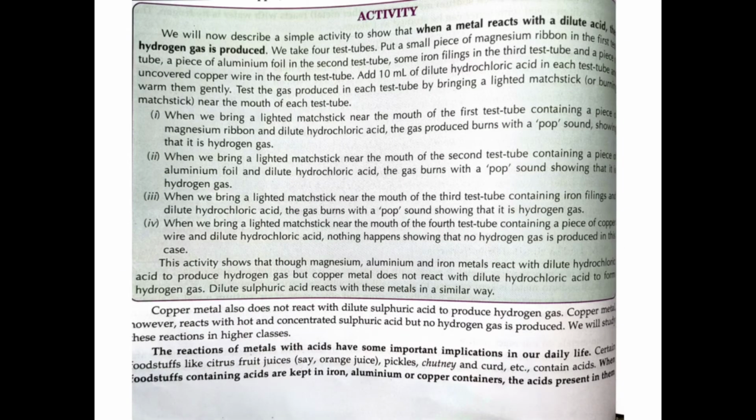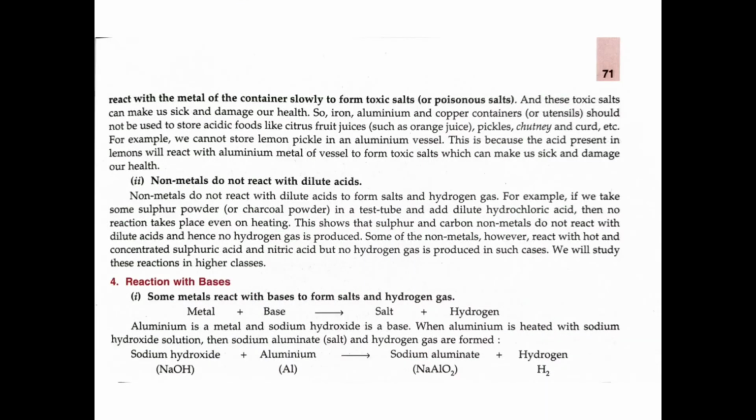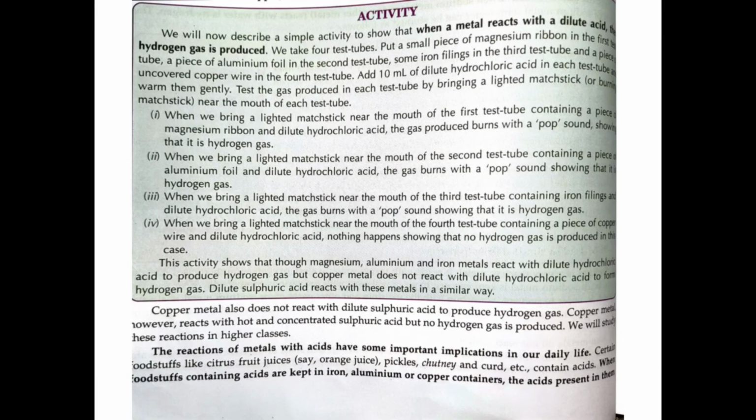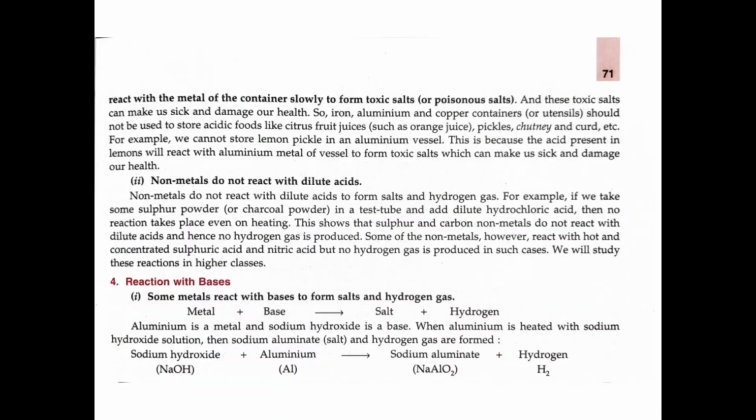When foodstuffs containing acid are kept in iron, aluminum or copper containers, these metals slowly react with the acid present and form toxic compounds. So iron, aluminum and copper utensils should not be used to store acidic foods like citrus juice, because these iron, aluminum and copper containers will slowly react with the acid. So try to avoid using aluminum, copper and iron utensils, because they will slowly react with these acids.